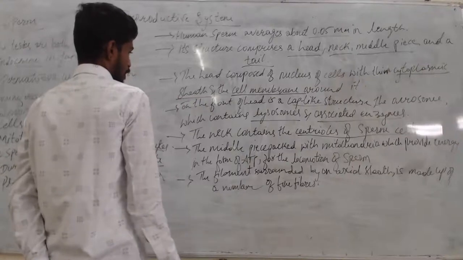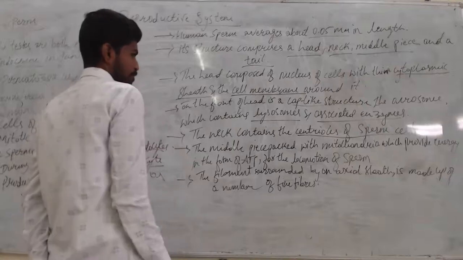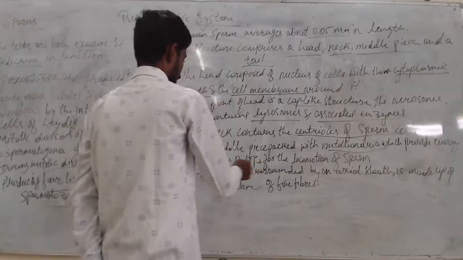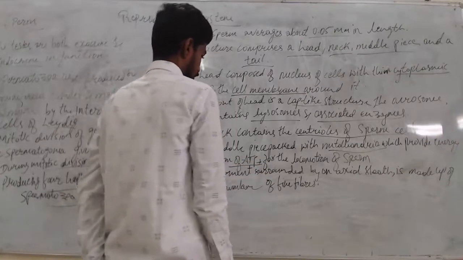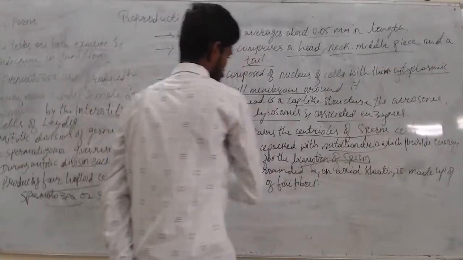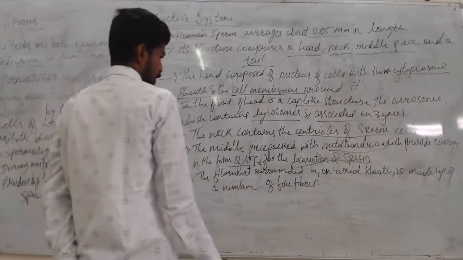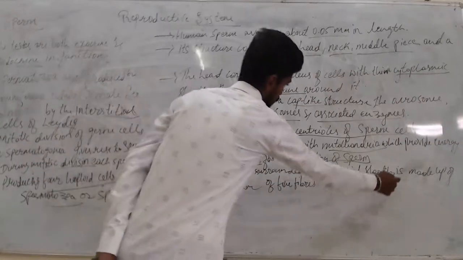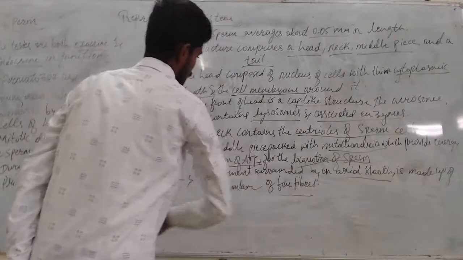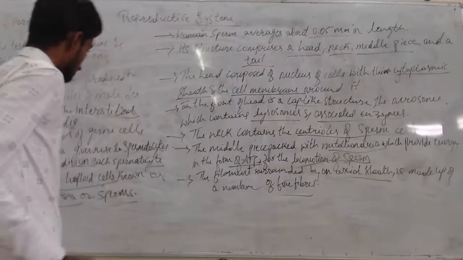After that comes the middle piece. It is packed with mitochondria, which provide energy in the form of ATP, adenosine triphosphate, for the locomotion of the sperm. The filament is surrounded by an axial sheath and is made up of a number of fine fibers.